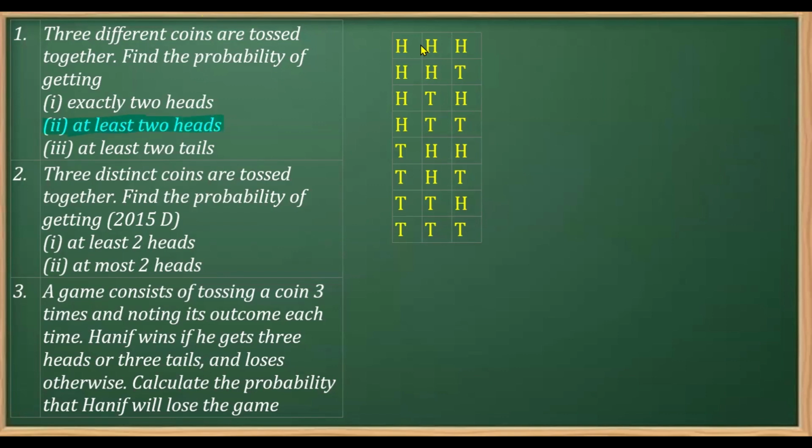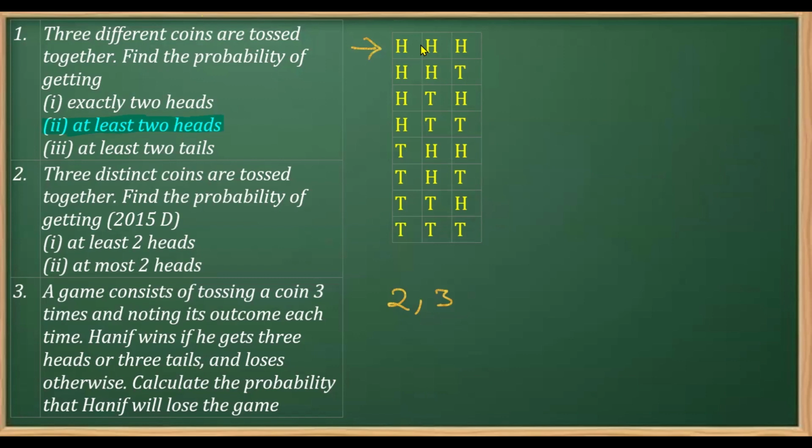It says at least 2 heads. So what does at least 2 heads mean? That means minimum 2 heads. It can have 2 heads or 3 heads. There cannot be 4 heads in our case. Let's understand once again. At least 2 heads means 2 or more than 2. So we'll look for the ones having 2 heads or 3 heads.